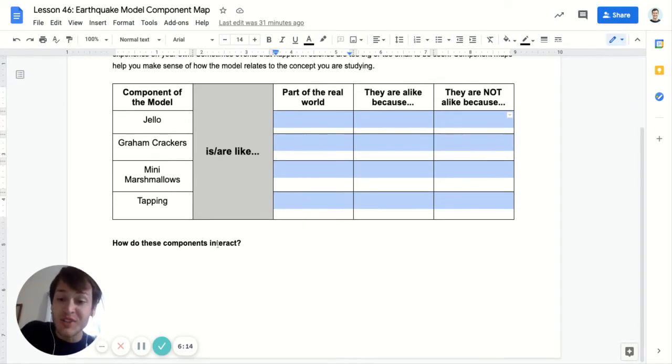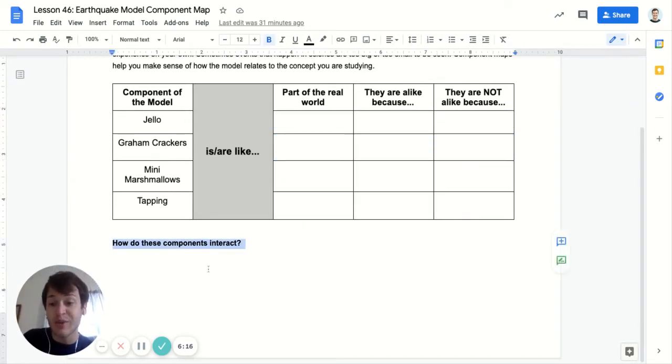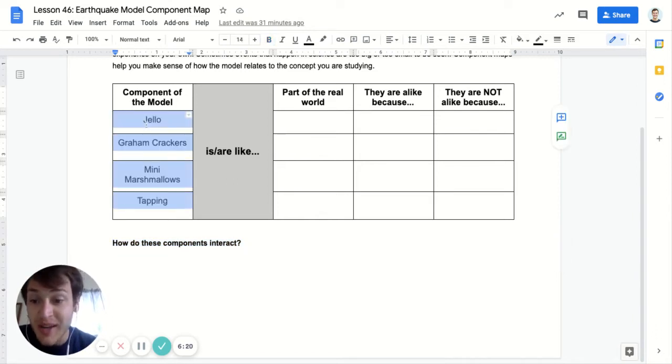But after you watch the video, I want you to answer this question. How do these four components interact? So how does Jello interact with graham crackers, interact with marshmallows, interact with the tapping? Right? How are those four things related?